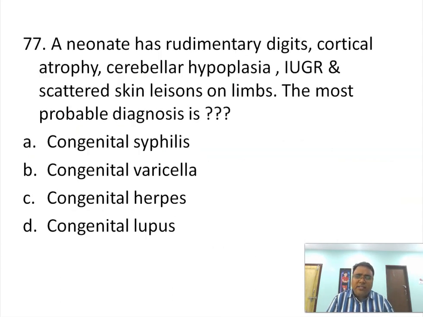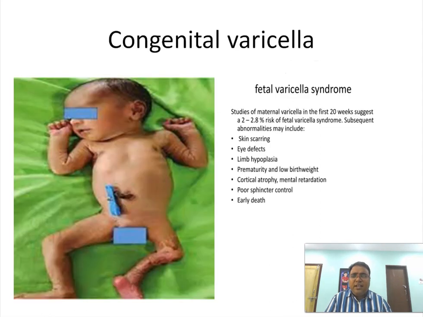Next question: a neonate has rudimentary digits, cortical atrophy, cerebellar hypoplasia, IUGR, and scattered skin lesions on limbs. We have to remember which among the following is the most probable diagnosis. Is it syphilis, varicella, herpes, or congenital lupus? The answer is congenital varicella. This is the typical picture that we have to remember.